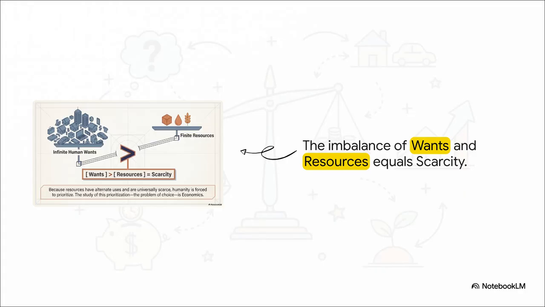The math of this dilemma is totally uncompromising. Imagine a giant scale. On one side, you have a towering, constantly growing pile of infinite human wants: houses, cars, gadgets, clothing. And on the other side are finite earthly resources: wood, oil, wheat. Wants strictly outweigh resources. That imbalance right there is scarcity. And the entire study of how we navigate that imbalance is what we call economics.